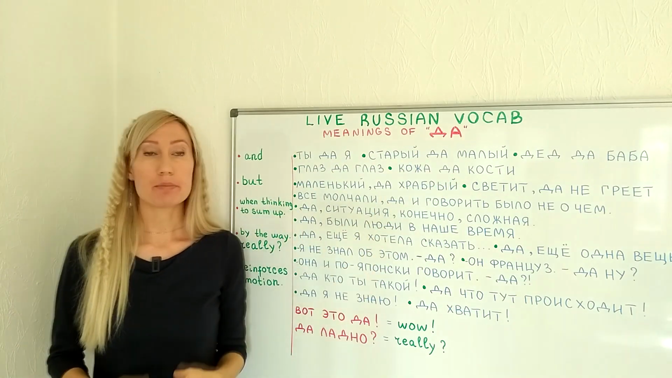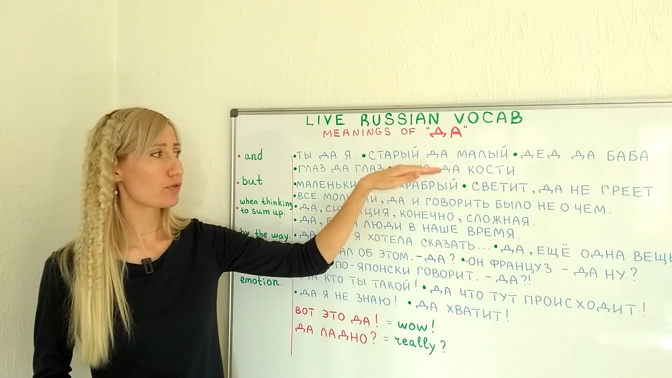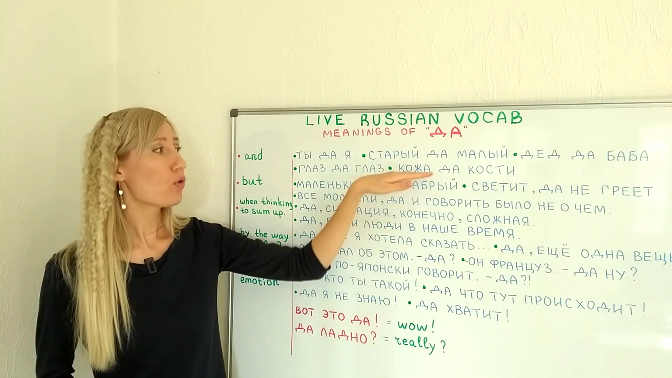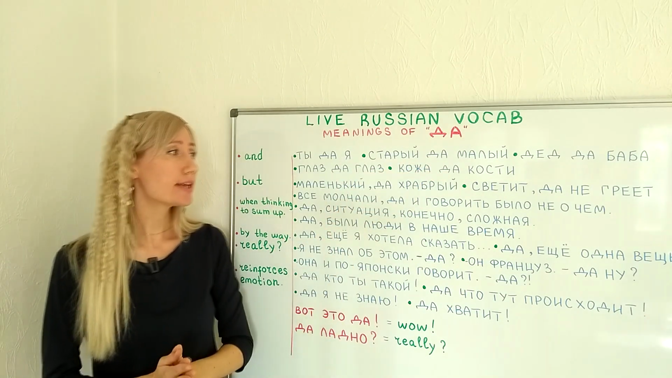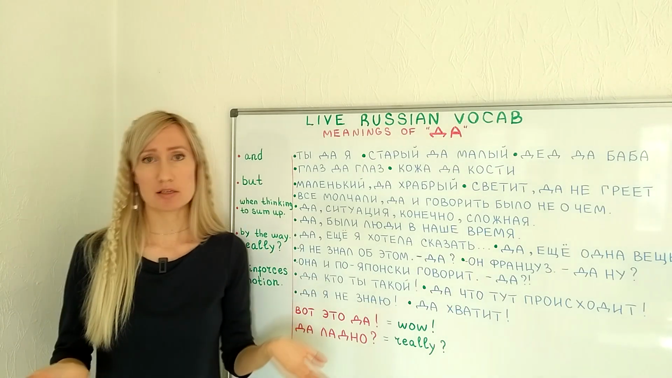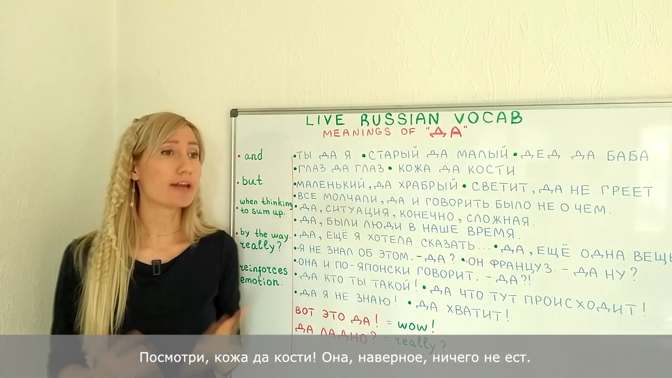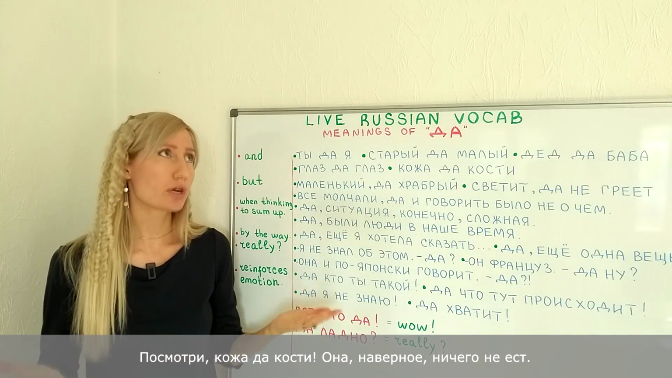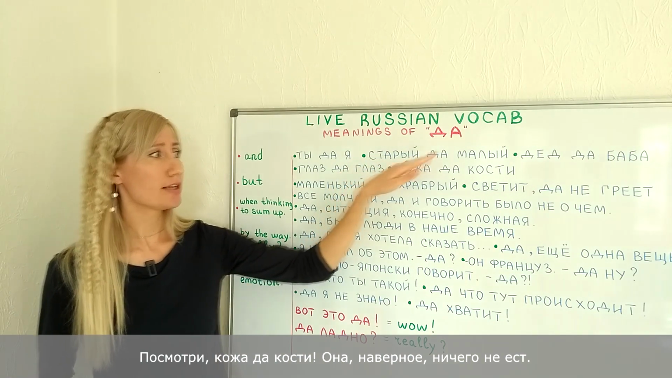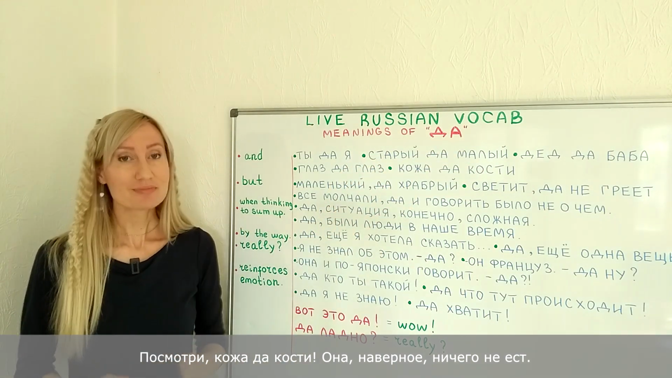Or when a person is skinny. For example, me, I heard this since my childhood. Кожа да кости, skin and bones. That's all this person has. Посмотри, кожа да кости, она, наверное, ничего не ест. Look at her, just skin and bones. Probably she doesn't eat anything.